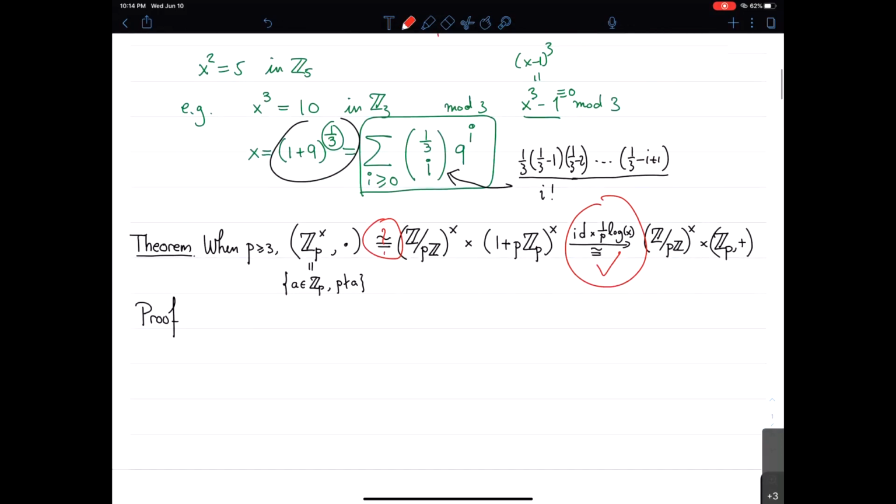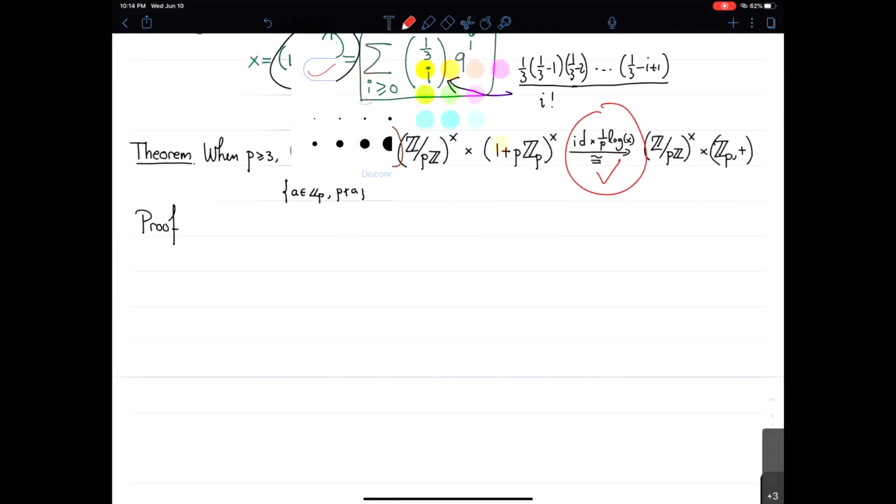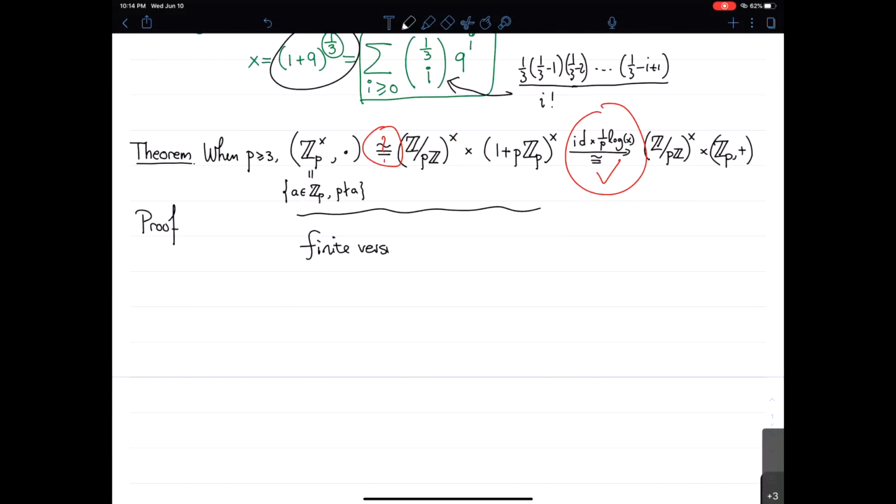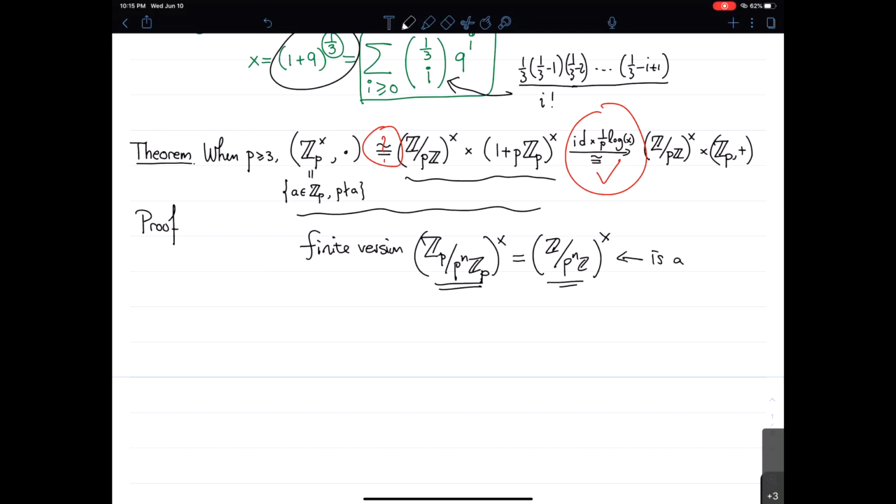Before explaining this, maybe here's something that works: there's also a finite version of this. In the sense that if you take Z_p mod p to the n, Z_p cross, you can show that this is the same as Z mod p to the n Z cross. And this is a cyclic group of order p to the p minus 1 times p to the n minus 1. And we learned that if it's a cyclic group of this order, then this must be isomorphic to (Z mod p minus 1 Z) cross times Z mod p to the n minus 1 Z.